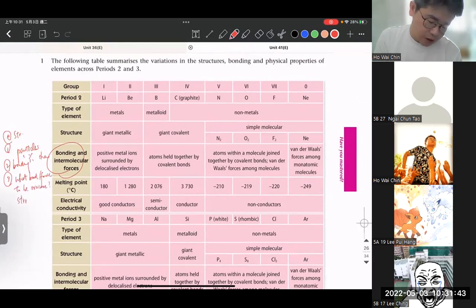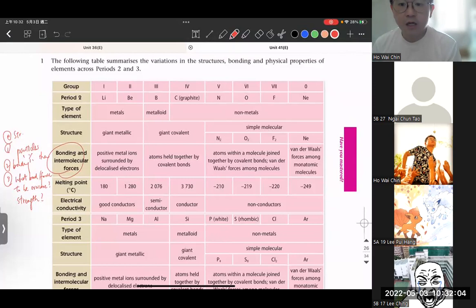I need to know its strength. Now, you need not quantify the strength of a bond. Instead, just tell me strong or weak is enough. Simply tell me whether it is a strong or weak force, strong or weak bond, is enough. So why do I say question 3?